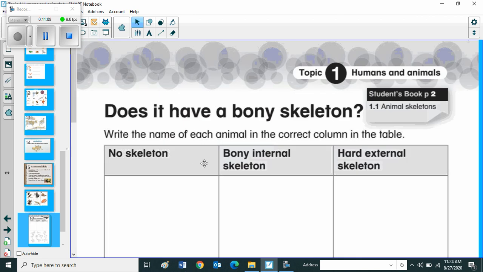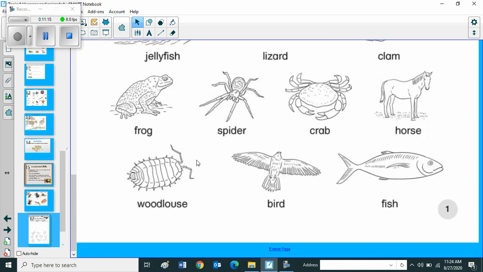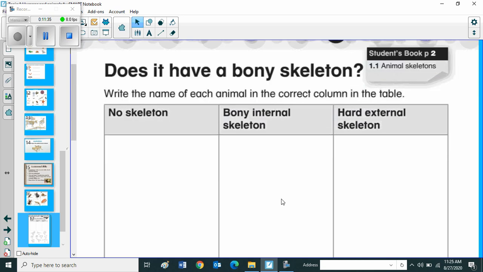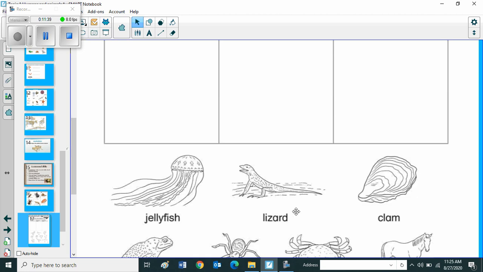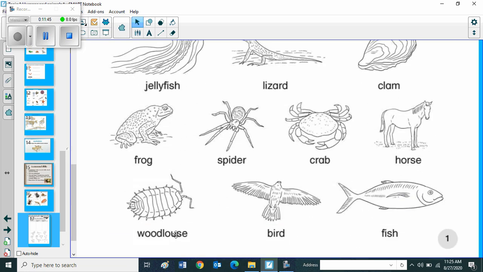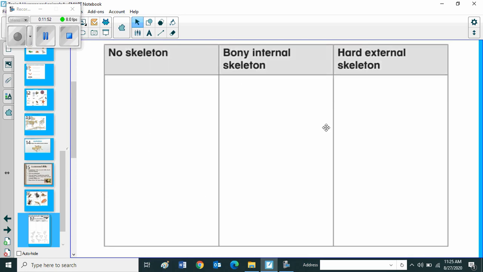The next one is the activity from workbook page number 1. The question here is, does it have a bony skeleton? Write the name of each animal in the correct column in the table. Here you can see no skeleton, bony internal skeleton, hard external skeleton. Down you can see jellyfish, lizard, clam, frog, spider, crab, horse, woodlouse, bird, and fish. You have to find out the answers and put them in the correct column: no skeleton, bony internal skeleton, or a hard external skeleton.